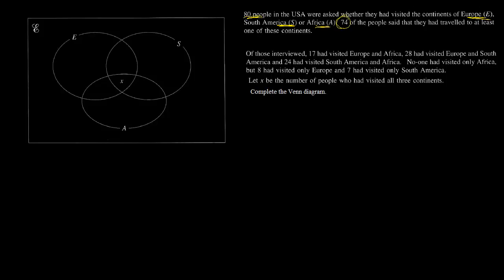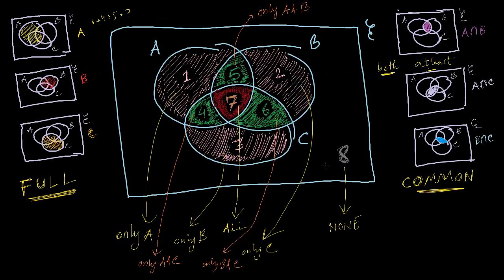Now 74 people said that they had traveled to at least one of these continents. That means set E, set S, and set A, Africa, South America, and Europe, all these three together is a total of 74. And out of 80 people, the first thing that we can notice is that we can think of region 8 as none. So how many people visited none of the continents? That is 6, because out of 80, 74 went and 6 didn't. So out of 80, if you subtract 74, you get 6.